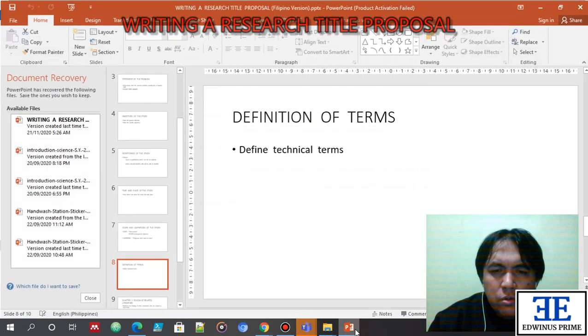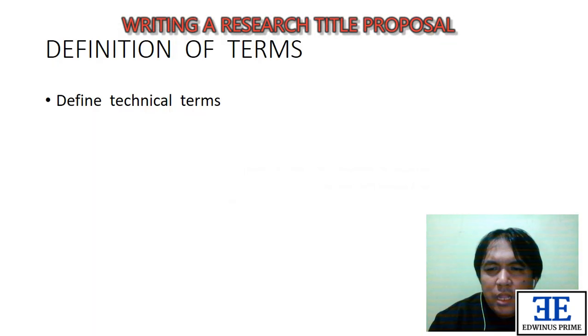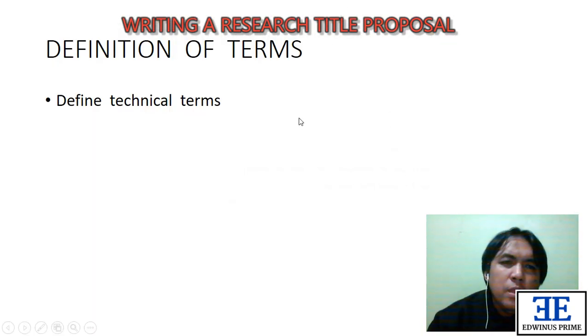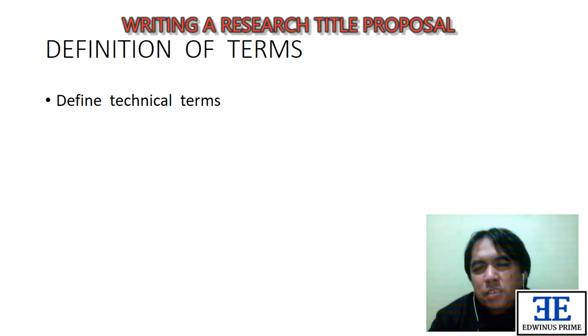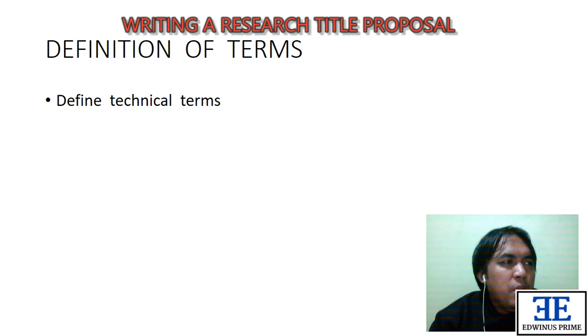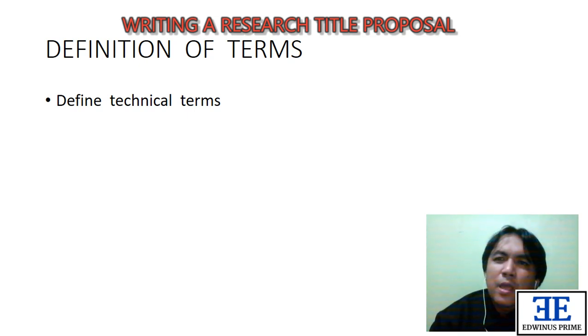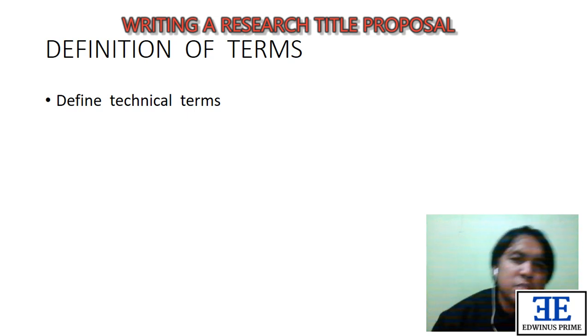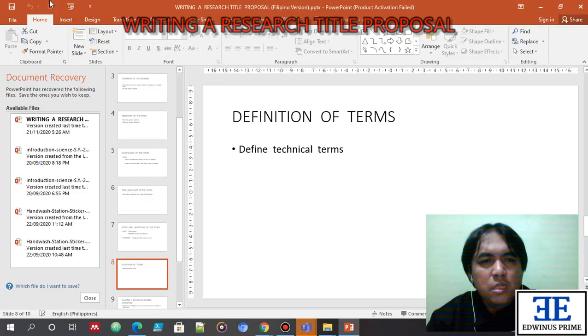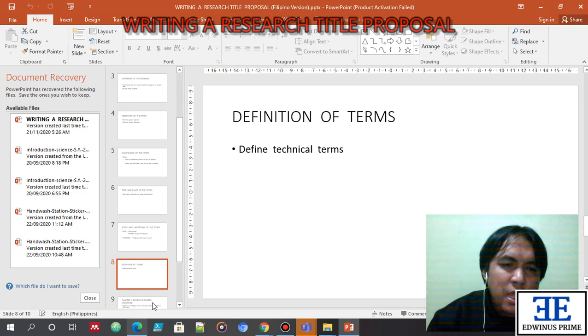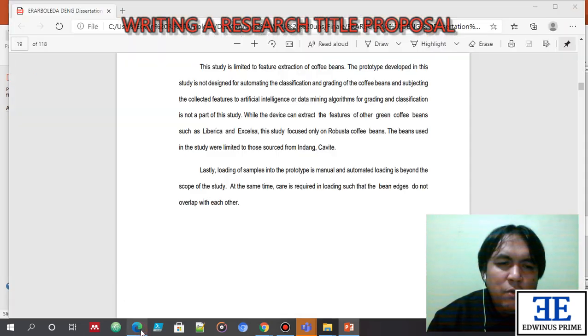So let's go to the definition of technical terms. This is important because if a layman, someone who is not an electronics engineer or civil engineer, reads your manuscript, your work, they will understand it through what you defined in the definition of terms. Define the technical terms so that a layman reader will understand it.